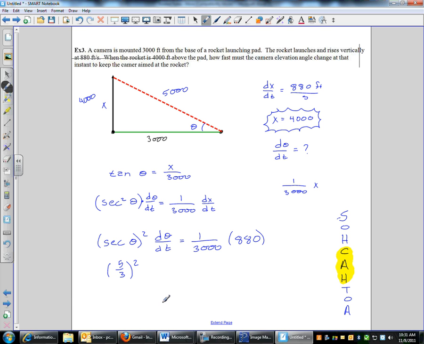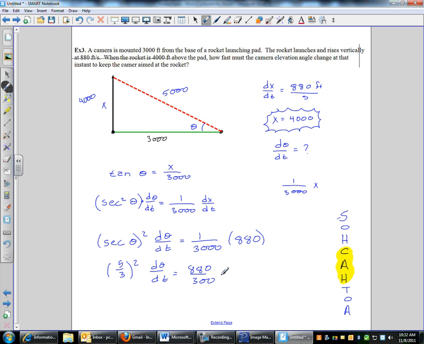Okay, yeah? So instead of going through and finding the angle, we're just going to solve it in terms of the ratio of the side lengths. It's actually a lot easier than having to go through and get the angle, I think. You just don't think about it the first time because it's been so long since you've done trig stuff. So 5/3 squared times d theta dt is equal to 880 over 3,000.